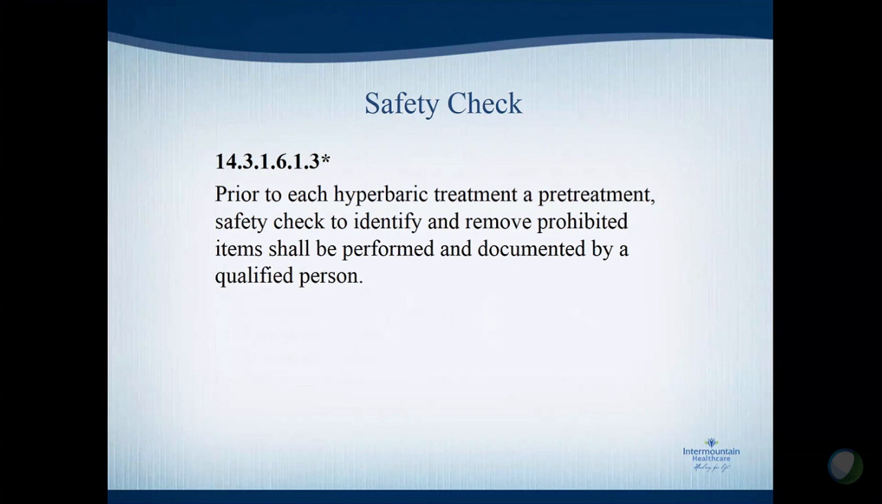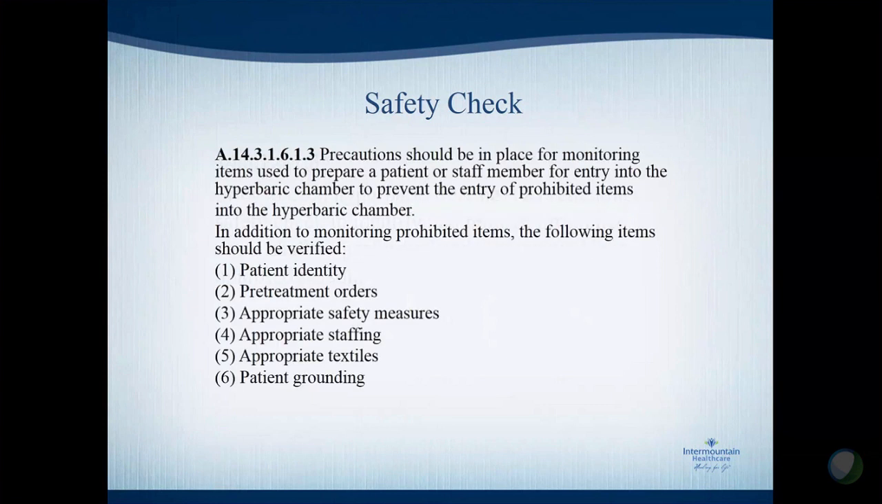And in the annex note, I think we all know why we do these safety checks. Sheffield et al. did a really great study that we all point to. The main reason for mishaps in our world is somebody took in something that was prohibited. So in addition to monitoring the prohibited items and stopping those from going into the chamber before the treatment, this further note is in the annex, so it's not required. But we're going to suggest that you build your safety check to look at patient identity, pre-treatment orders, appropriate safety measures, staffing, the textile is correct, and is your patient grounded.